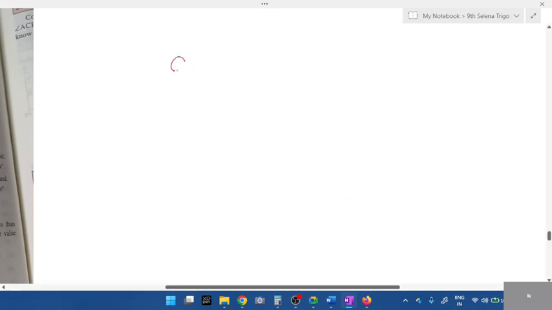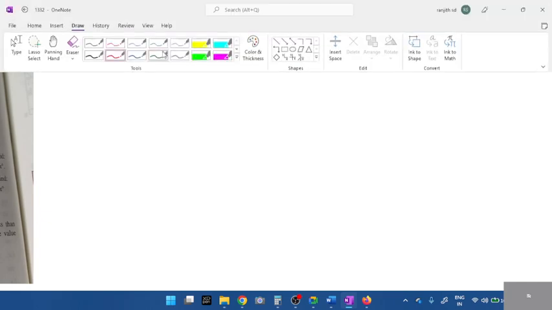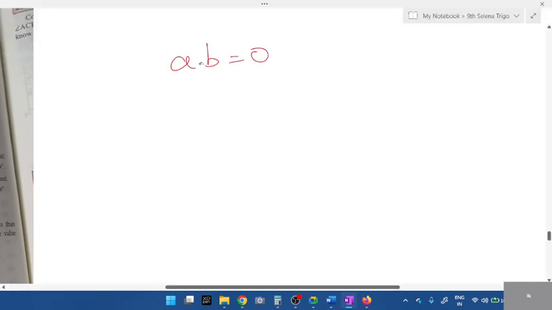Before solving the next one, remember this concept. A into B is equal to 0. What do you mean by A into B is equal to 0, students? In this equation, if I want to find the value of A, what happens to B? 0 by B is what? 0? Yes. So what's the answer for A? A is equal to 0.